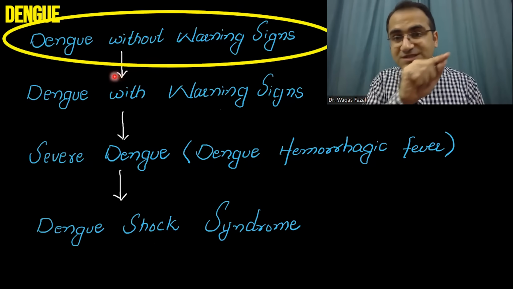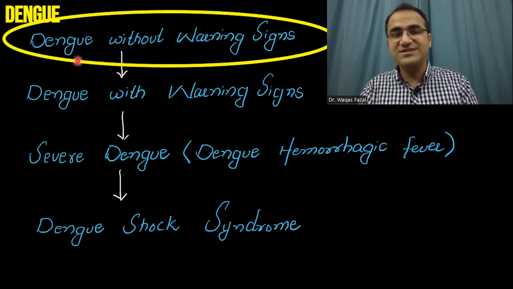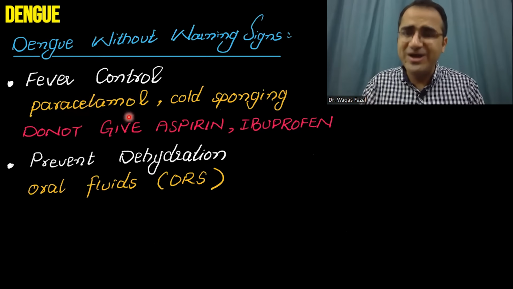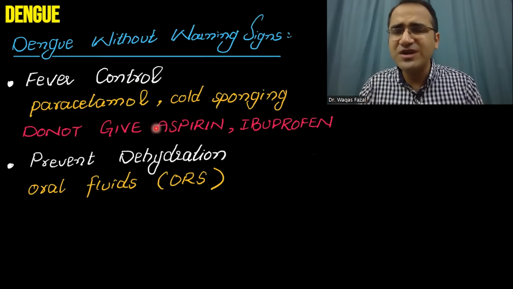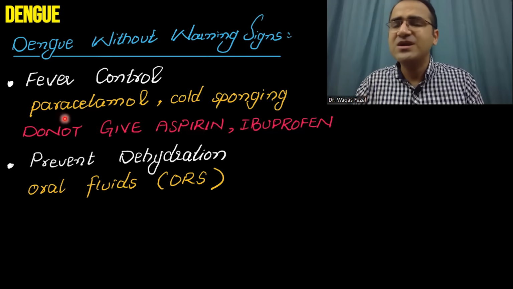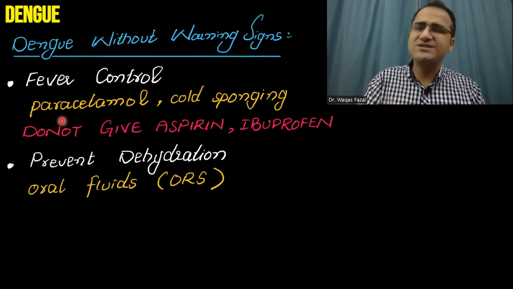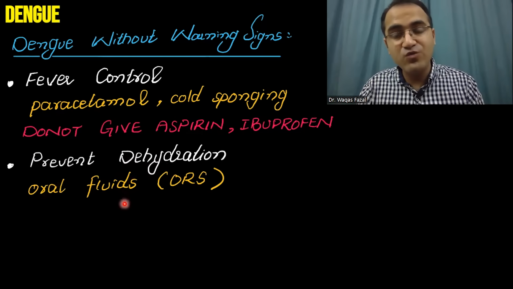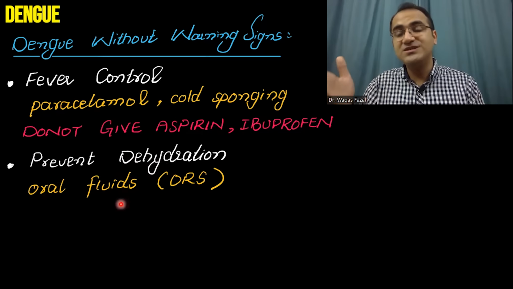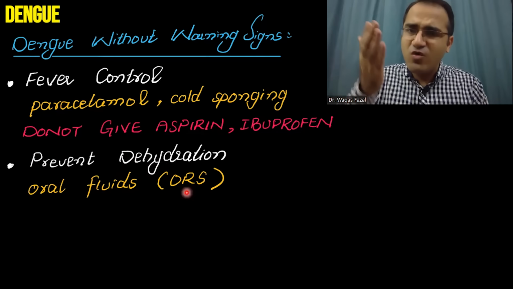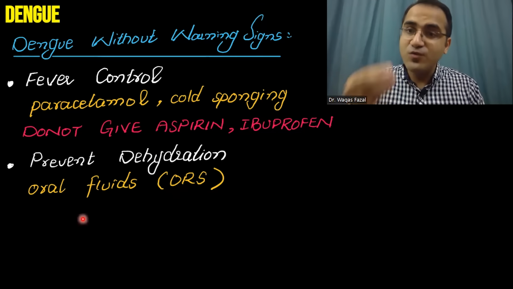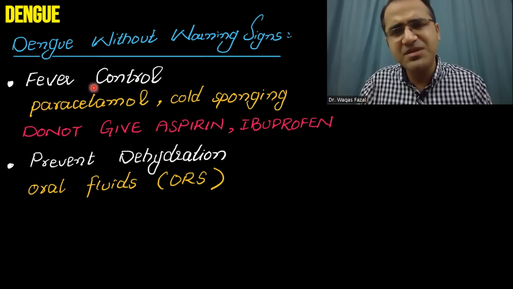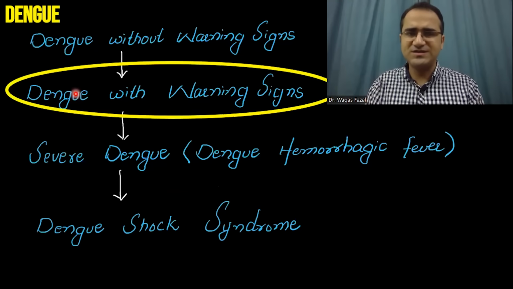Now we'll go into the stepwise treatment of each one of these. Dengue without warning signs: the patient needs fever control with paracetamol and cold sponging. Do not give aspirin or ibuprofen. It's a viral infection; give paracetamol for fever control. Prevent dehydration and give oral fluids rather than simple fluids like water. You should try to give ORS solution. Try to take more fruit juices. So preventing dehydration and fever control are the main treatment in dengue without warning signs.